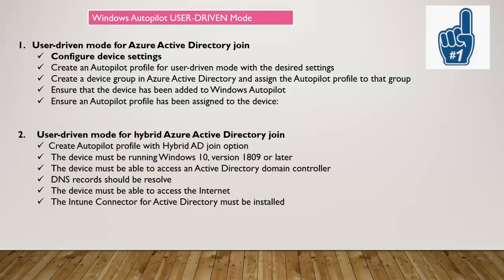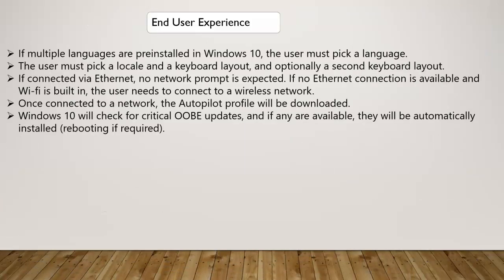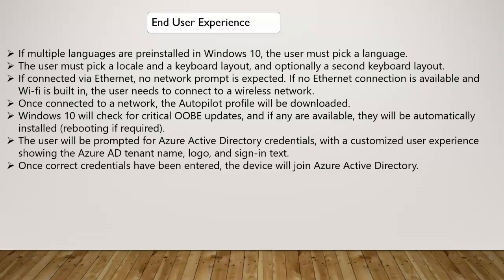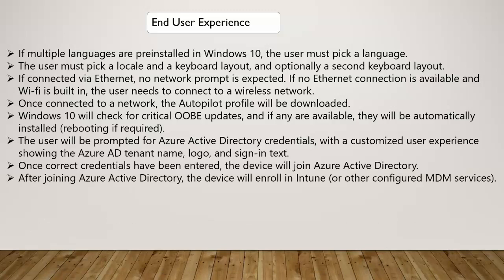Let's also have a look at the end user experience. This end user experience is quite the same as the user-driven mode with Azure AD, but the only difference is you also have an option to log in with the on-premises user account. When you go to settings, under Accounts, Access work or school, you can easily find that the machine is joined to Azure AD as well as to the on-premises Active Directory. That's how it would be. So I think we can jump into the demo.